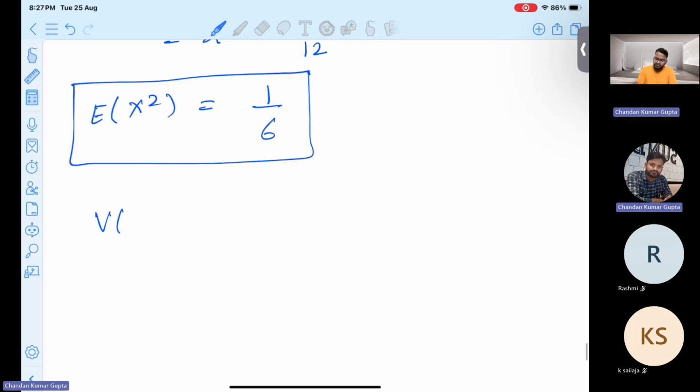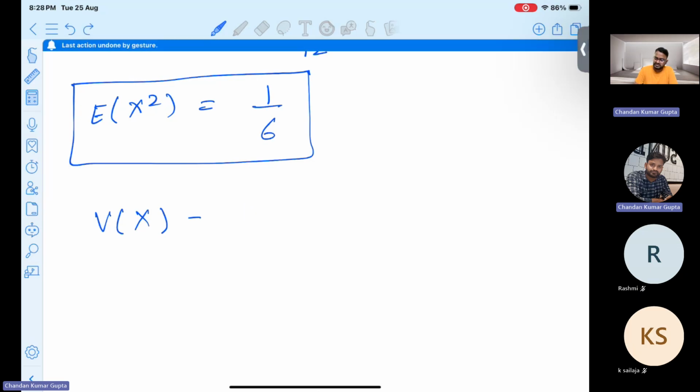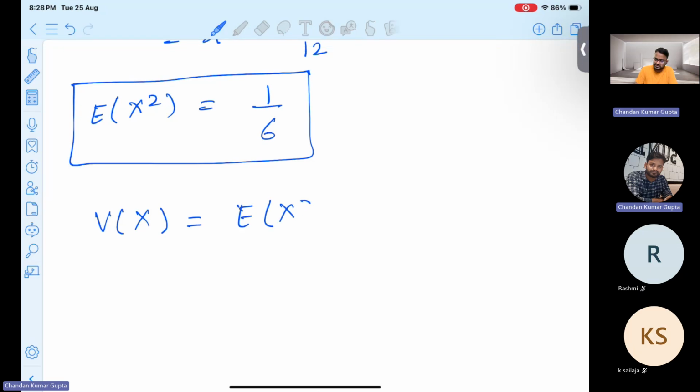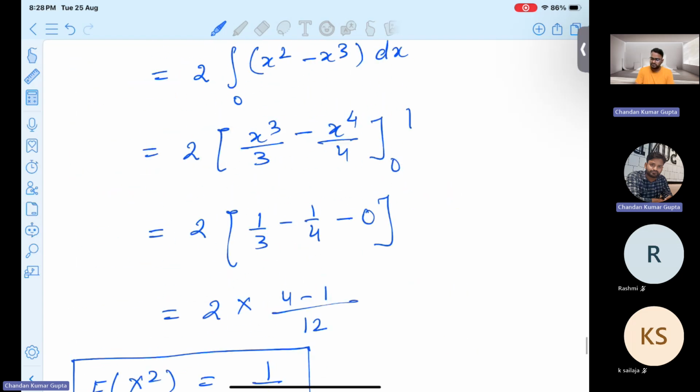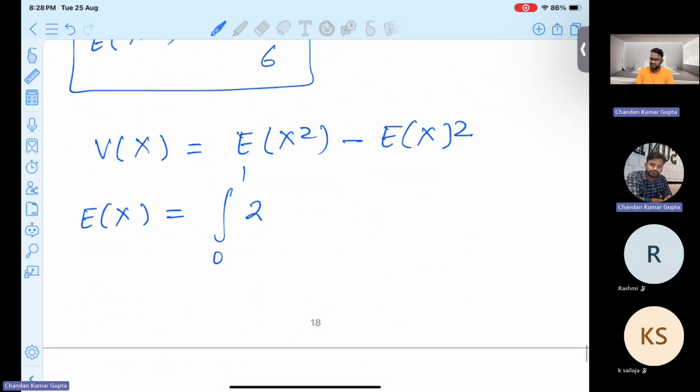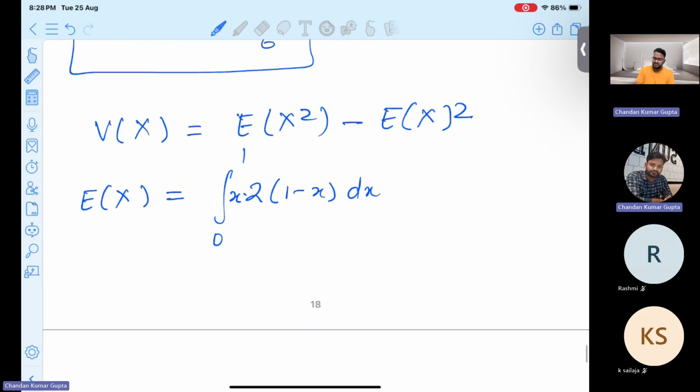Variance of x is the expectation of x square minus the expectation of x whole square. We have already calculated the expectation of x square. Now let's calculate the expectation of x. The range of x is 0 to 1, so it's the integral of twice (1 minus x) multiplied by x dx. Again 2 is there, 0 to 1, x minus x square dx.